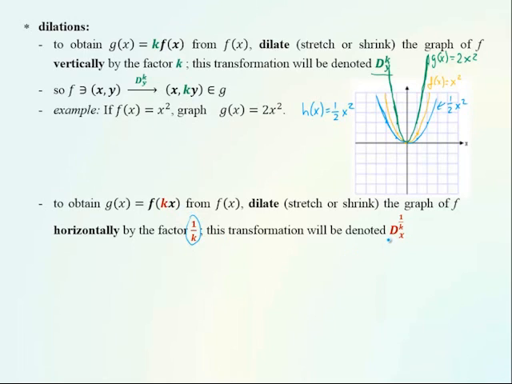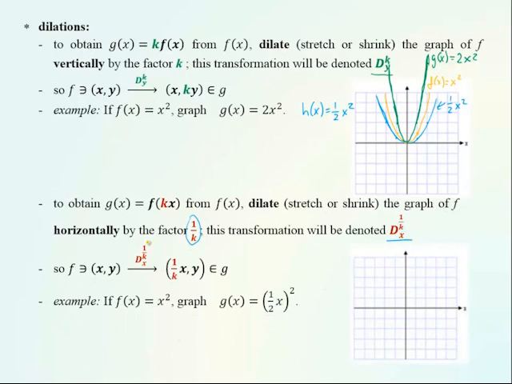And this dilation will be denoted by the sign capital D with the subindex x and dilation factor 1 over k. So the horizontal dilation by the factor 1 over k operates in such a way that the point x, y changes its first coordinate to 1 over k times x, and y. So let's see this on a parabola as before.